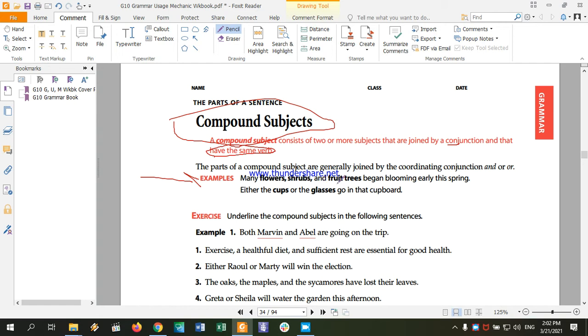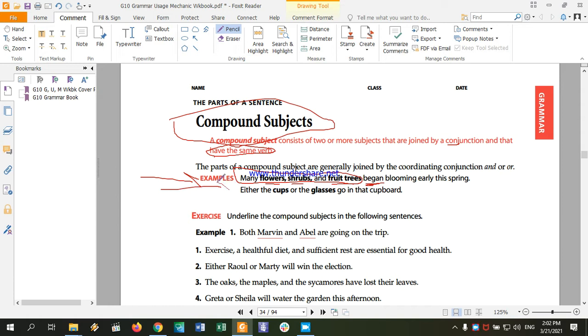Many flowers, shrubs, and fruit trees began blooming early this spring. So we have here the compound subject consists of flowers, shrubs, and fruit trees. All of these are the subject, and it's called a compound subject, and it has the same verb, which is began.